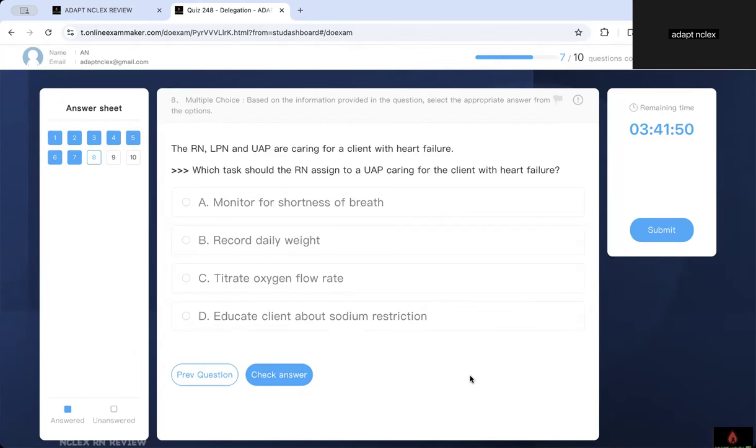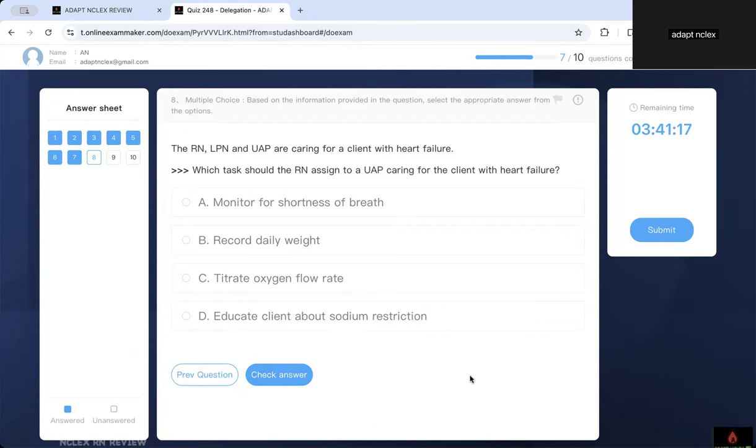The RN, LPN, and UAP are caring for a client with heart failure. Same strategy. Which task is okay for the UAP? Once again, that's not requiring thinking, ADL, and all you do is assist and report. Don't memorize a list. If you've seen the list, there are a bunch of functions the LPN or UAP does. Please throw it away. I want you to use this little, manageable, relatable information to answer questions on delegation.